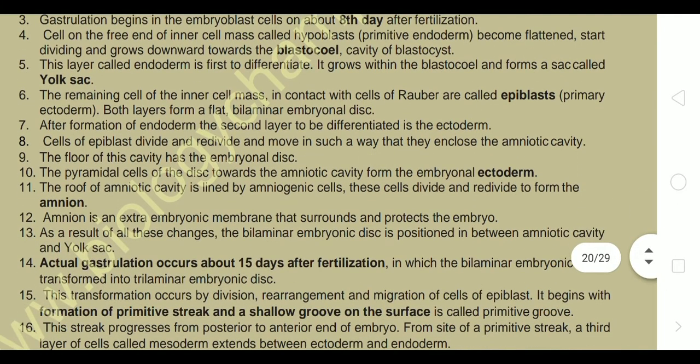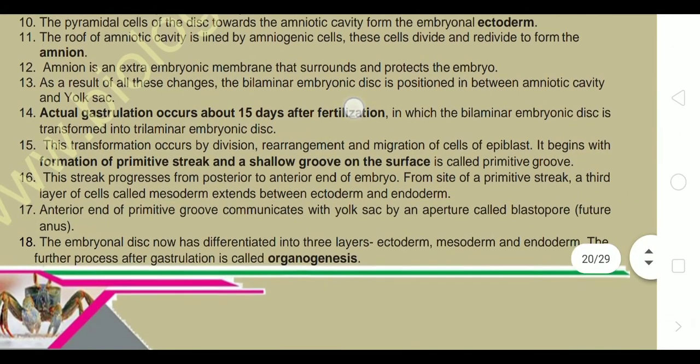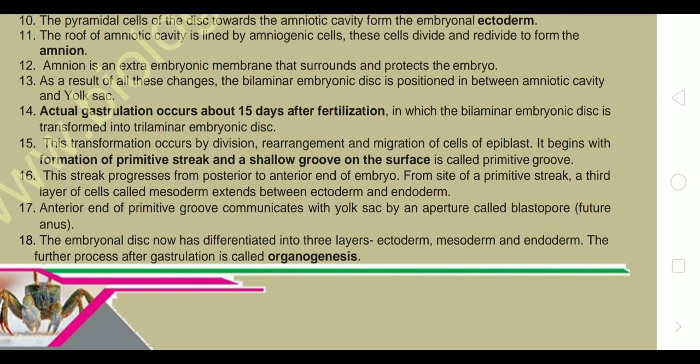The pyramidal cells of the disc towards the amniotic cavity form the embryonal ectoderm, and the roof of the amniotic cavity is lined by amniogenic cells. These cells divide and redivide to form the amnion. Amnion is an extra-embryonic membrane that surrounds and protects the embryo. As a result of all these changes, the bilaminar embryonic disc is positioned in between the amniotic cavity and the yolk sac.